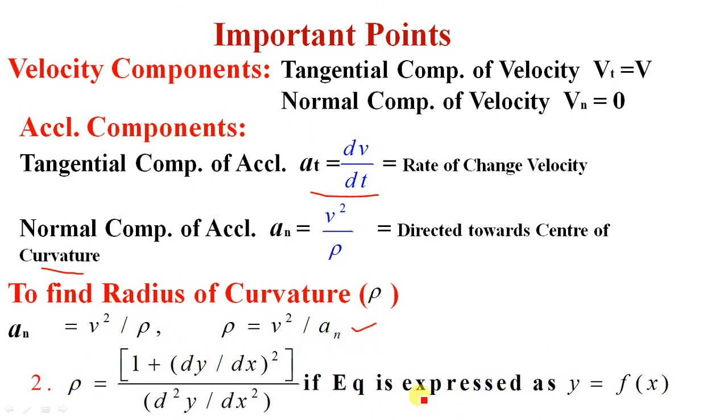Sometimes the equation is expressed as y as a function of x, like y is equal to x square. In that case, if you want to find out the radius, that is rho, we have the formula: 1 plus (dy by dx) square, whole power 3/2, upon d square y upon dx square. Okay, this is the first derivative and square of that, and this is the second order derivative. So from that you can find out the radius of curvature if y as a function of x is given.